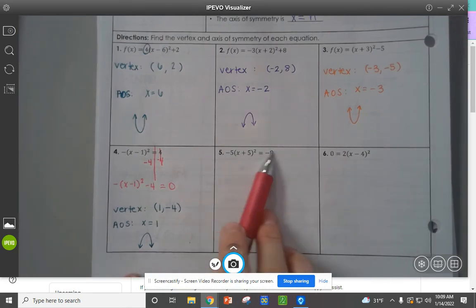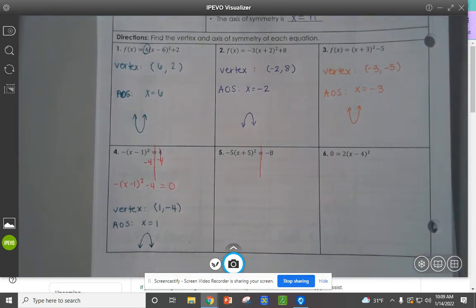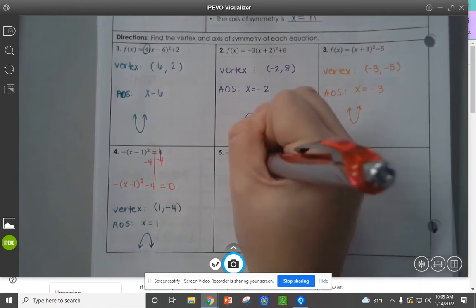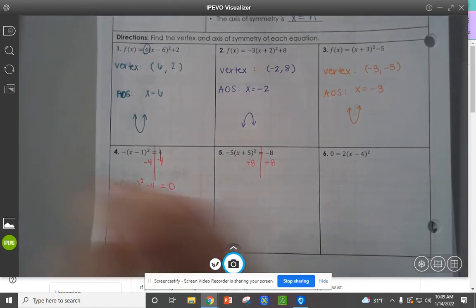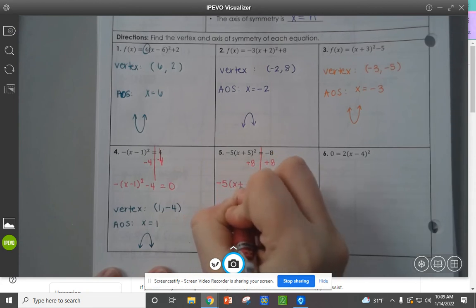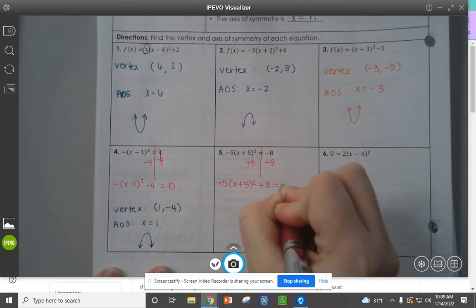Number 5, we've got a -8 on the wrong side. So how do I move it over? Add 8 to both sides. This becomes -5 times x plus 5 squared plus 8 equals 0.